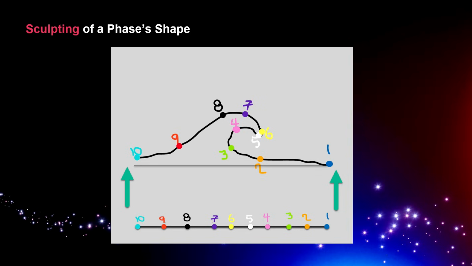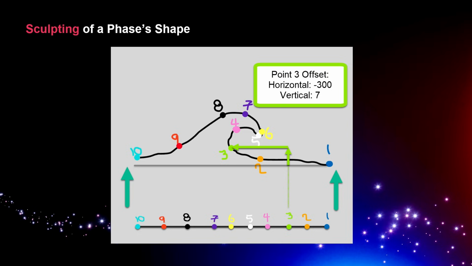So remember that what we are doing here is simply giving horizontal and vertical offsets to our virtual control points from their initial flat position to achieve a given shape. So in this particular phase, point number 3 would have a horizontal offset of, say, minus 300, and a vertical offset of maybe 7. Again, the horizontal offset numbers tend to be bigger because they have to be divided by the number of waves. So this is why we're talking about minus 307, but ultimately they're just a number in space.